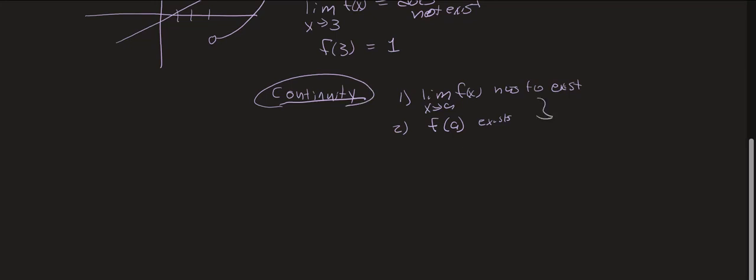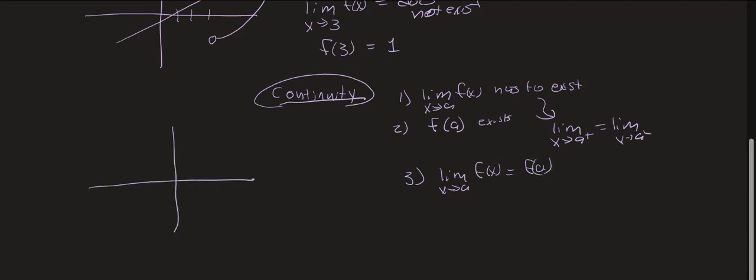And now what does it mean for the limit to exist? That means the limit as x approaches a from the right has to equal the limit as x approaches a from the left. So assuming that the limit does exist and that the function exists, then in order for them to be continuous, they have to be equal. And so the limit as x approaches a of f of x equals f of a. So let's see how that works.